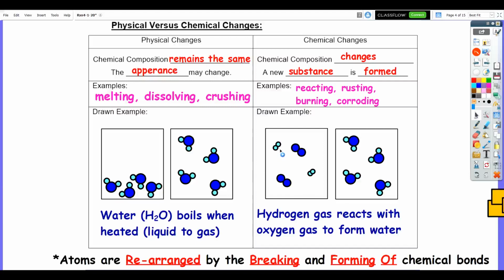These 2 hydrogens were attached, but to come to here, now they have to be broken apart, and they form new bonds with an oxygen. These oxygens were attached. I have to break them apart. I have to break that chemical bond. And then by the time I get over here, 2 new hydrogens have attached themselves to that oxygen atom. So my molecules, my atoms, are being broken apart and put together back again differently. My molecules are different. Physical molecules are the same. Here, my molecules change.